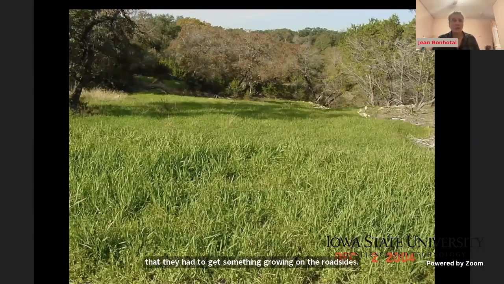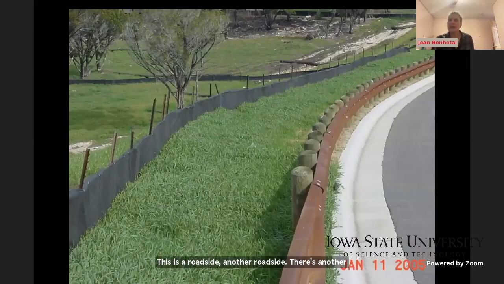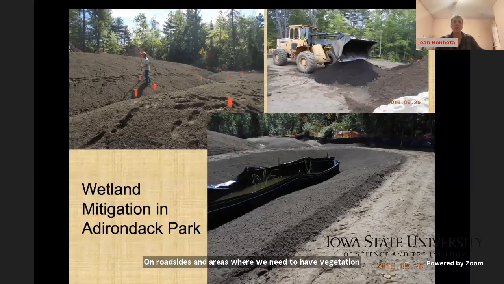This is a roadside, another roadside. There's another one in Texas, and they were able to really get grass growing. They added the compost. The compost has that moisture holding capacity and the organic matter, and it works really well on roadsides and areas where we need to have vegetation so that we're not having the kinds of runoff that we are going to have problems with.